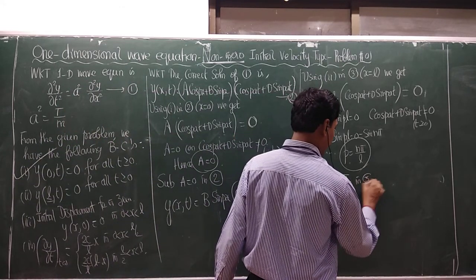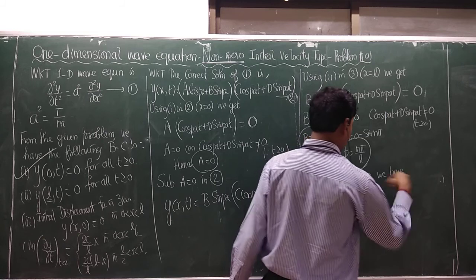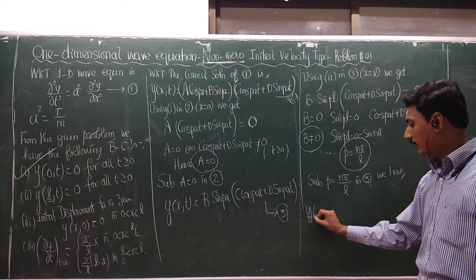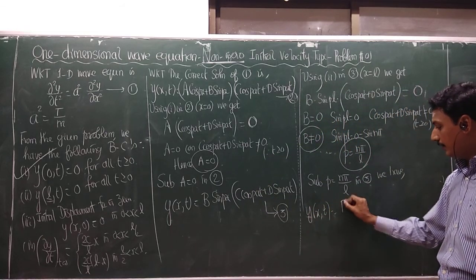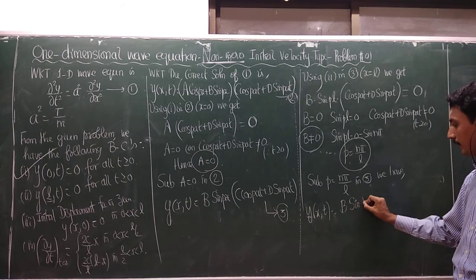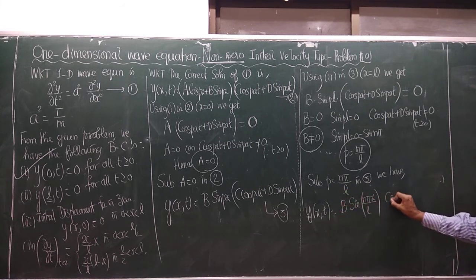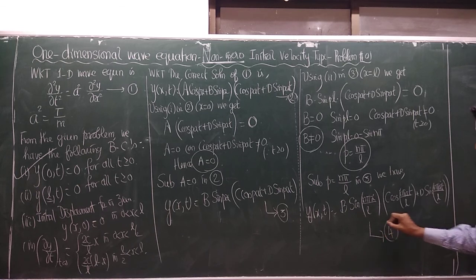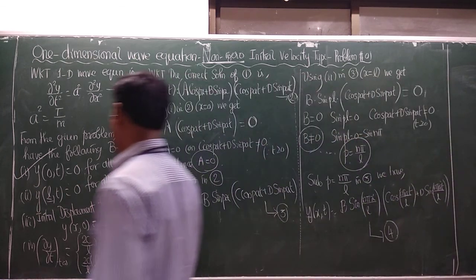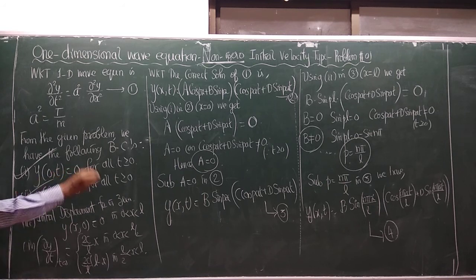When we substitute p equal to n pi by L, we get y of x comma t is equal to b into sin of n pi x by L into c cos n pi a t by L plus d sin n pi a t by L. This is the latest updated version of the displacement function, equation number 4. I applied the first boundary condition and found that a equal to 0. From the second one we get p equal to n pi by L.